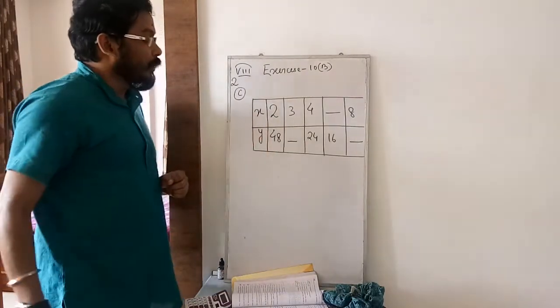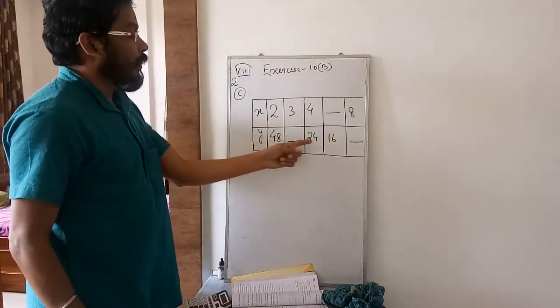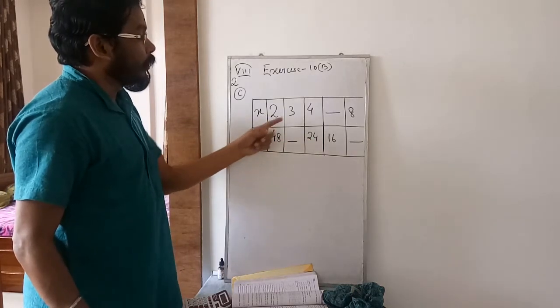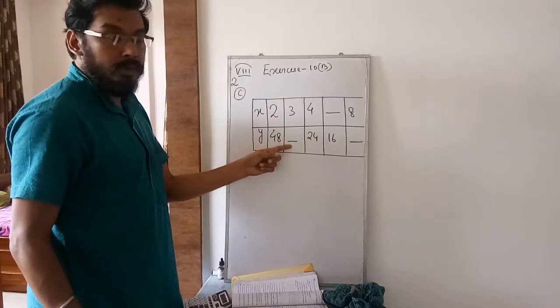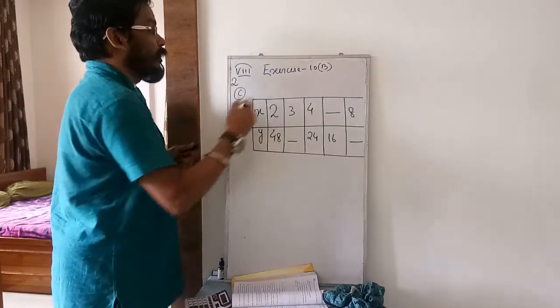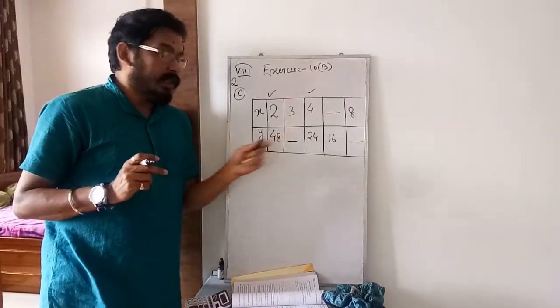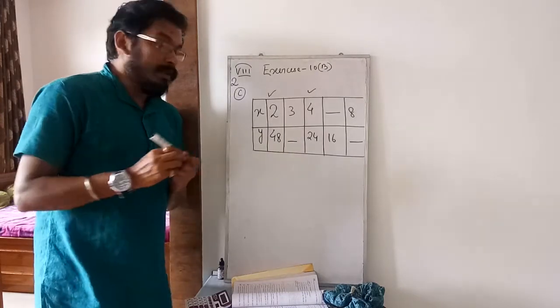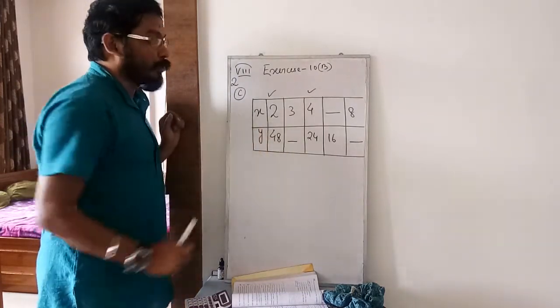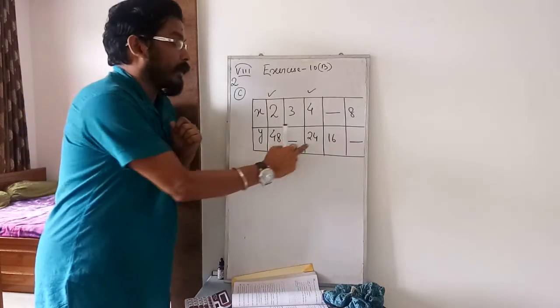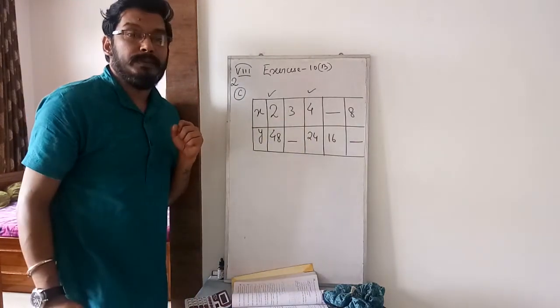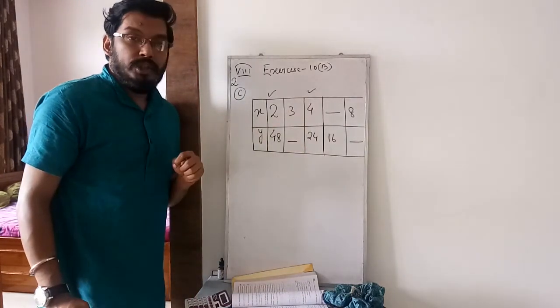48 by 2 will be 24 by 1. And here you know both the values. Here one value is known, the other is not known. Here both the values you know. So for checking I will take the first and the third column because you know both the values. So if I do 48 by 2, I will get 24 by 1, and 24 by 4, if I do, I will get 6 by 1. So the ratio is not the same.